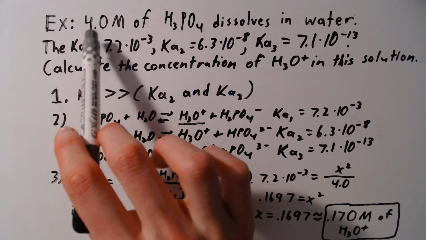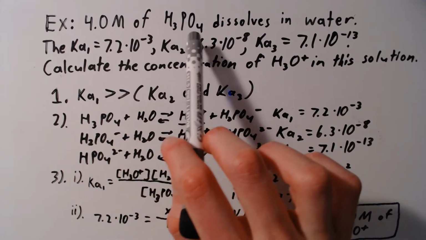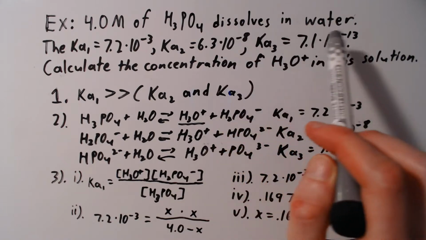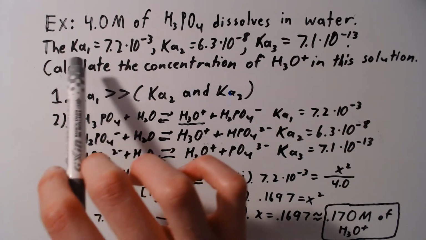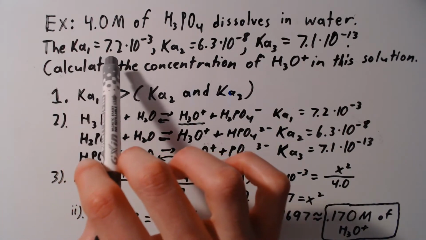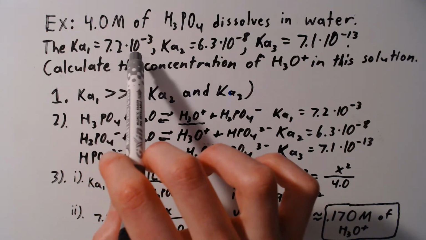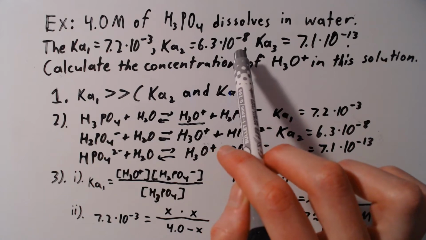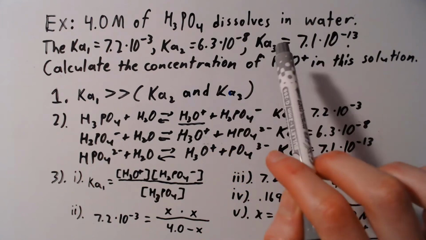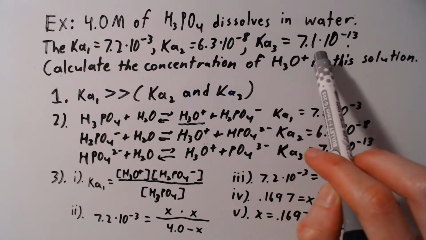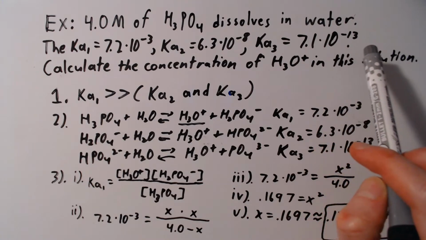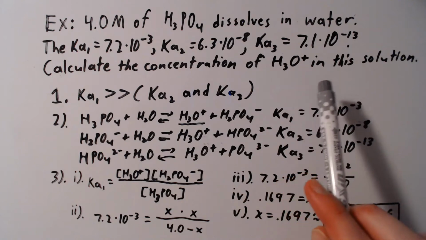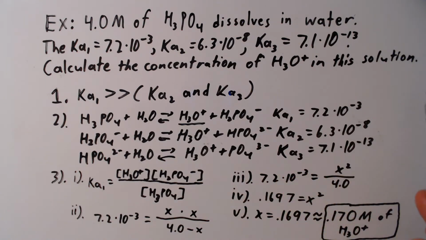Let's say we have 4 molar of H3PO4, otherwise known as phosphoric acid, that dissolves in water. The Ka1 for this acid is 7.2 times 10 to the negative third. The Ka2 is 6.3 times 10 to the negative eighth. And the Ka3 is 7.1 times 10 to the negative 13th. And we would like to calculate the concentration of H3O+ in this solution.